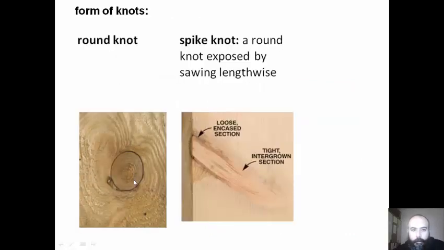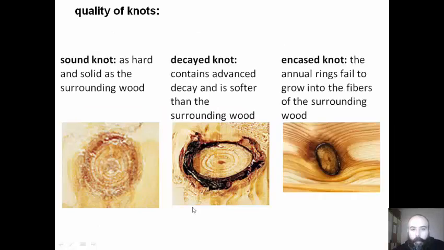According to the forms of the knots, there can be a round knot, as seen in the picture, or a round knot exposed by sawing lengthwise, which is called a spike knot. The quality of knots can be classified: sound knot, decayed knot, encased knot. Sound knot is the best one. It's as hard and solid as the wood surrounding.